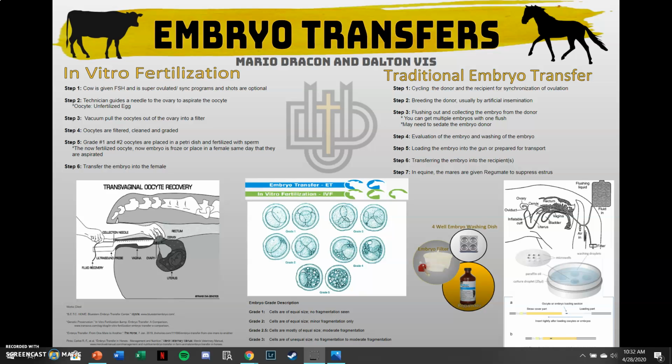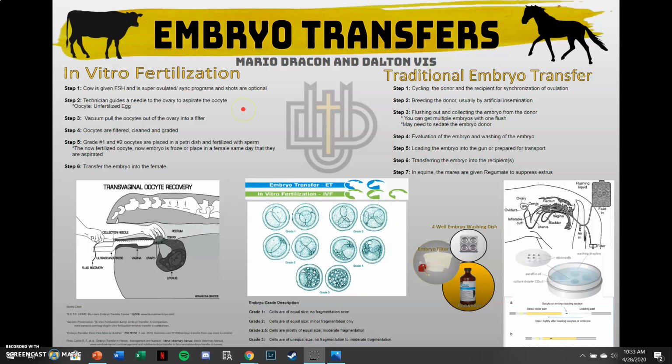And another reason that IVF is becoming more popular is that there are no drugs or synchronization programs needed, which is one of the hardest parts of traditional embryo transfers, because there's so much planning and it's really difficult to get the donor and the recip cycled up, and that's not needed here.